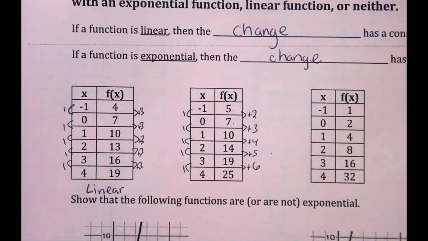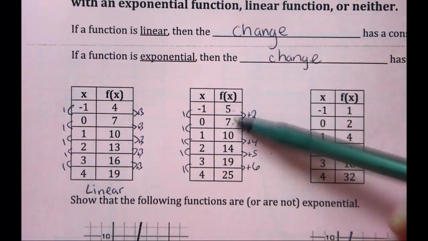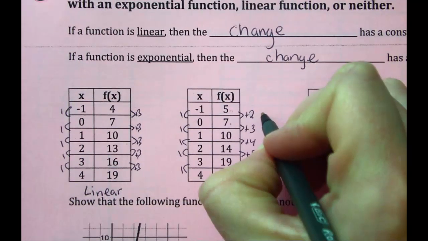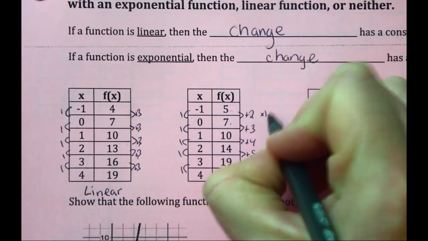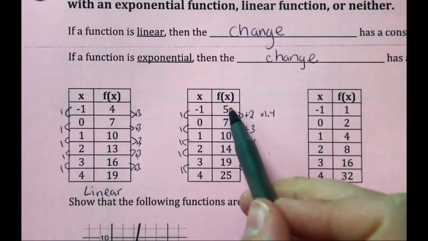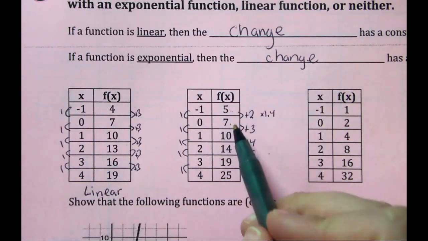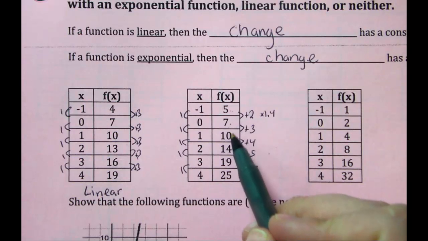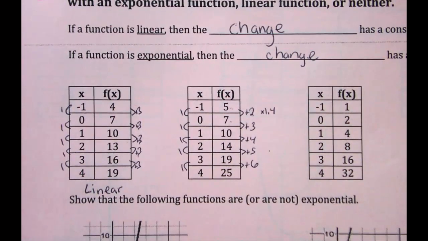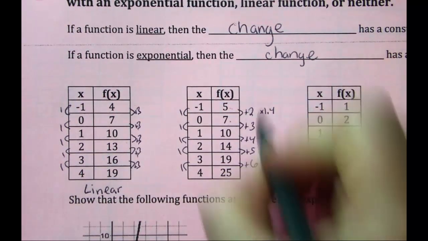And when I do that, I'm going to take the 7 and I'm going to divide it by the 5. So 7 divided by 5, and I get 1.4. So I'm going to times 1.4. That would be my multiplier. You could add 2 or you can multiply by 1.4 to get from 5 to 7. Now I'm going to find what the multiplier is from 7 to 10. So I'm going to take this one and I'm going to divide by the one above. So 10 divided by 7, and I get 1.43.